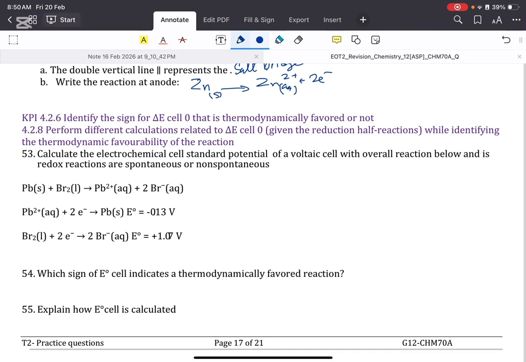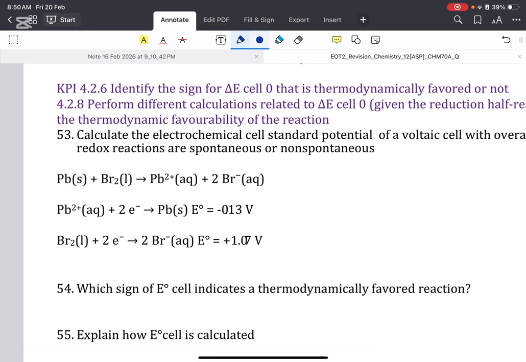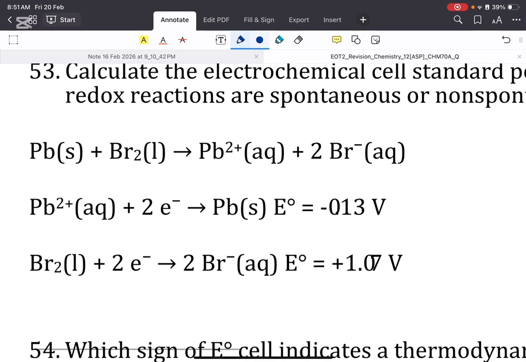Calculate the electrochemical cell standard potential of a voltaic cell with the overall reaction below and its redox reaction, and identify whether it's spontaneous or not. So let me just look at this equation over here. When an equation is given to you, how do you know which one is the anode and which one is the cathode?